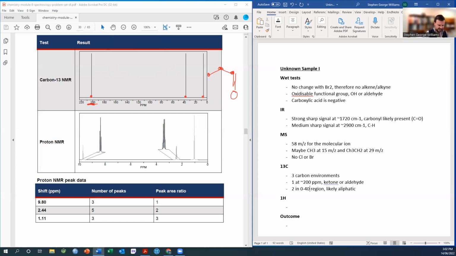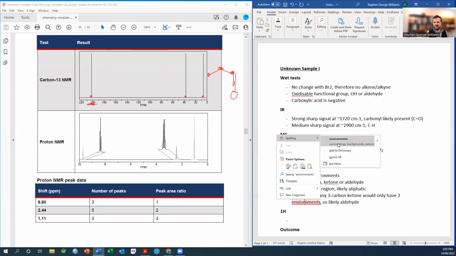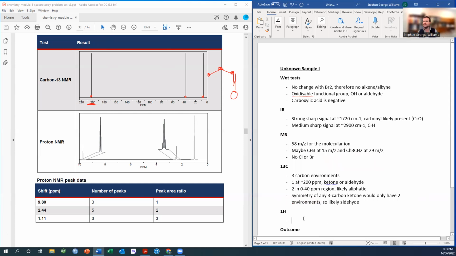And lastly, before I even moved on, I will put this in and say that the symmetry of any 3 carbon ketone would only have 2 environments. So likely aldehyde at this stage. But I know that, okay, I've probably got that aldehyde.